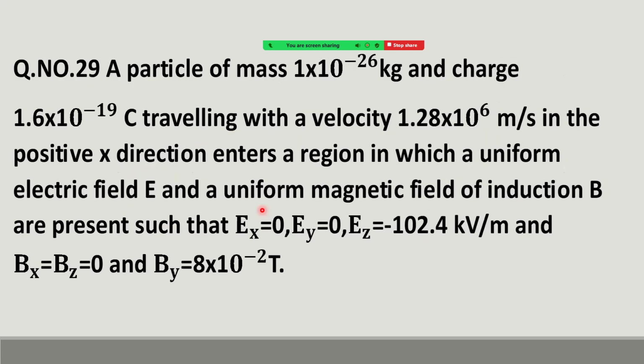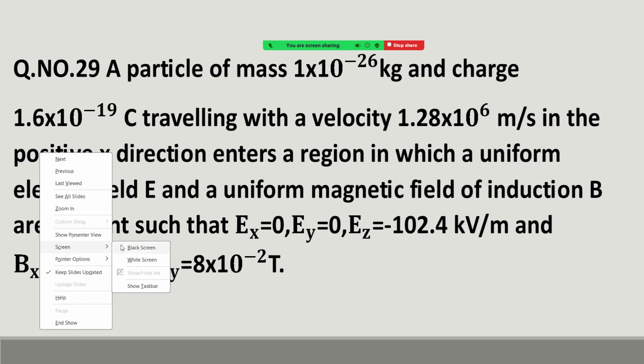Let us see how to start. The condition is having both the fields, one along negative z and one along the y-axis, and the velocity along positive x. That means all three are mutually perpendicular. Let's see how to start.